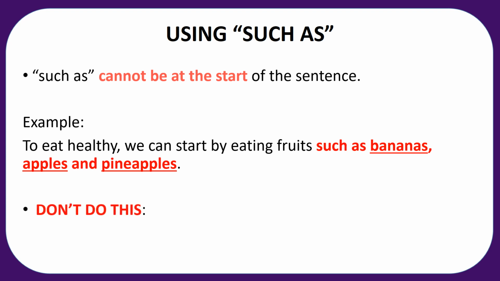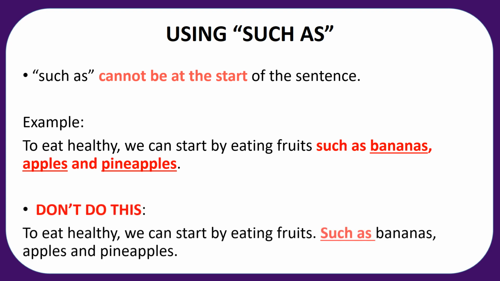Do not do this. To eat healthy, we can start by eating fruits, full stop, such as bananas, apples, and pineapples. What's that? That is not even a complete sentence. So do not do this. Okay, use the first example. Do not ever do the second one.